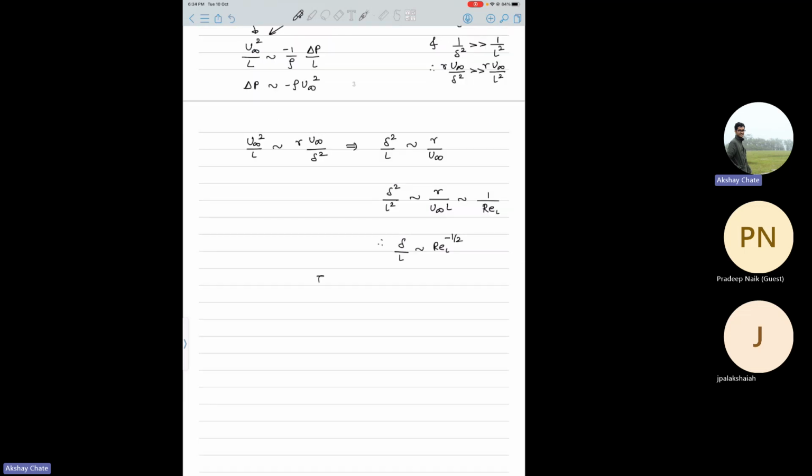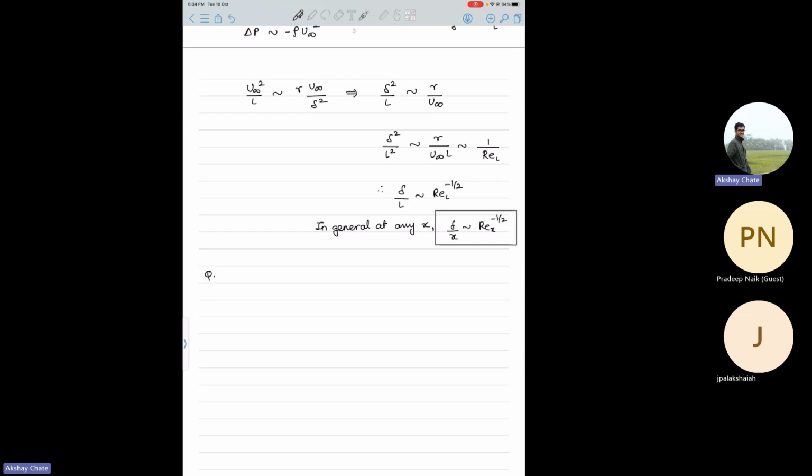And therefore, in general, at any x, you have this delta by x, which is proportional to the Reynolds number at that x raised to minus half. And I'm telling you, many competitive exams have this. We'll take some problems. I can frame one right here. So basically, typically what they ask is for a flow over a flat plate, assume it as laminar, or they don't typically mention all the things, but if nothing is mentioned, you can assume it as laminar.